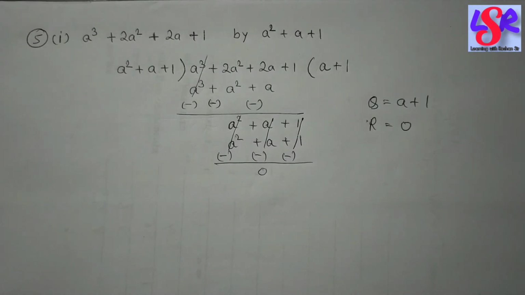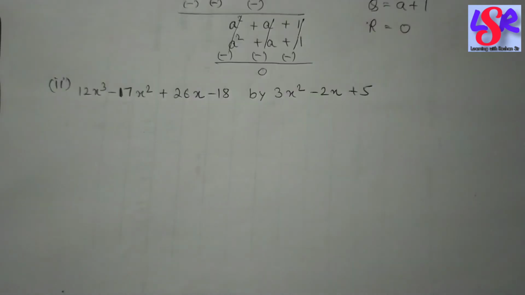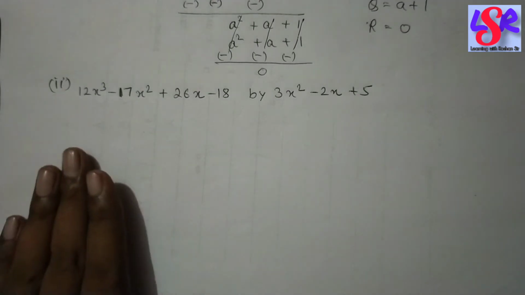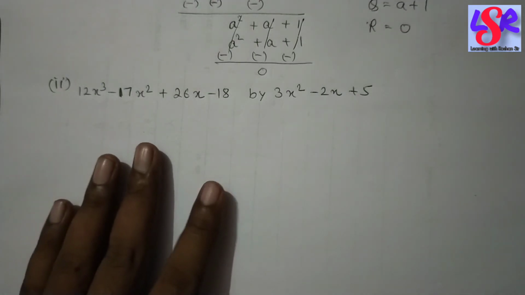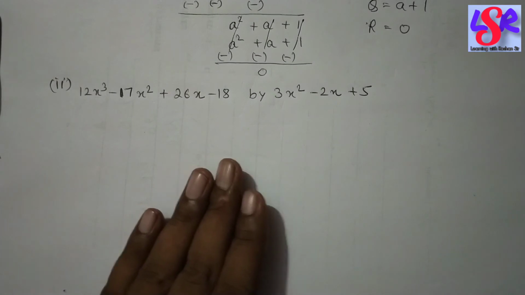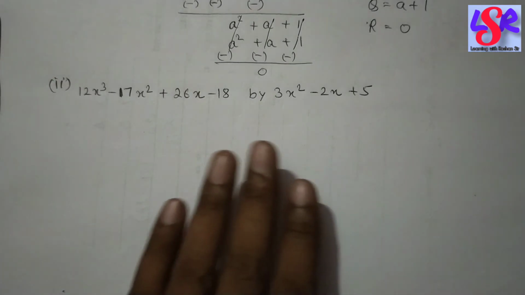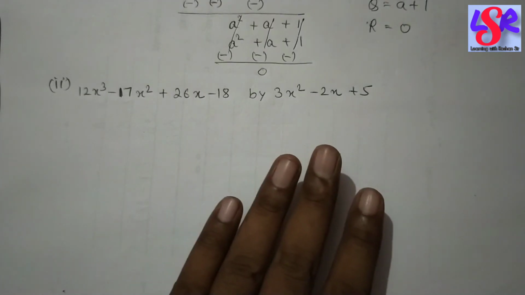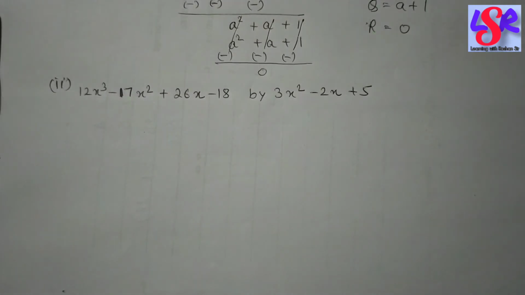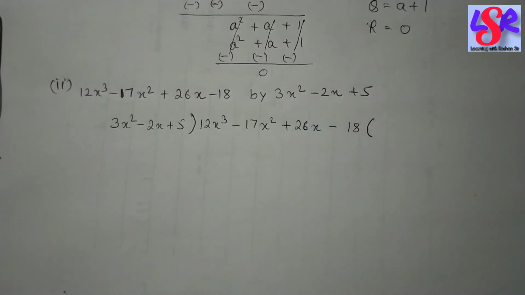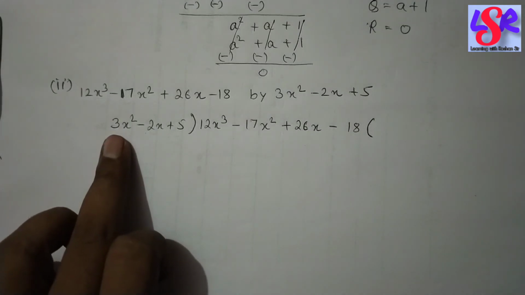Now let's see the second part of this question. And here we get this 12x cube minus 17x square plus 26x minus 18 divided by 3x square minus 2x plus 5. Again, a polynomial is divided by a trinomial. Very first of all, we are going to write this one in a division form. Then we'll see what we multiply in 3x square to get 12x cube.